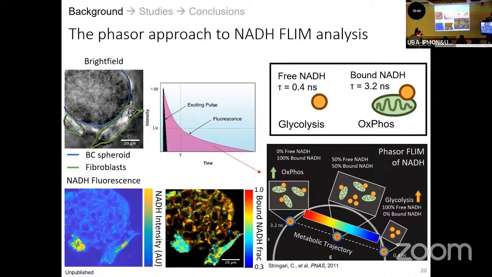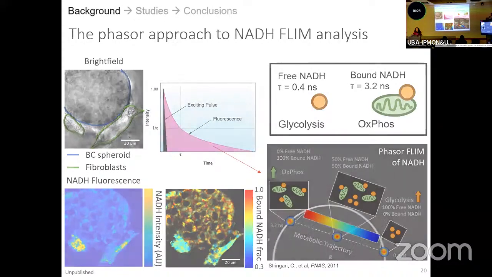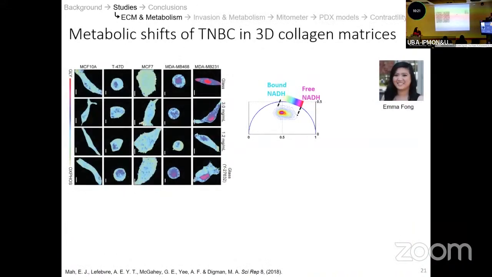In this example, it's a spheroid, breast cancer cells grown in a sphere surrounded by fibroblast cells. And you can see that the metabolism, that means the bound NADH here, is higher in the normal cells. That means they're undergoing OXPHOS. And these tumor cells are more glycolytic because they have different NADH components.